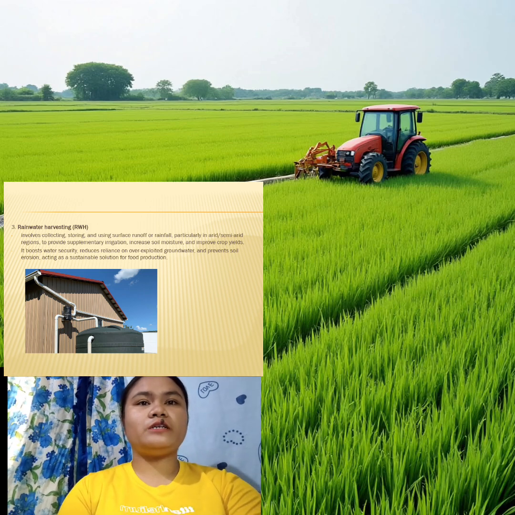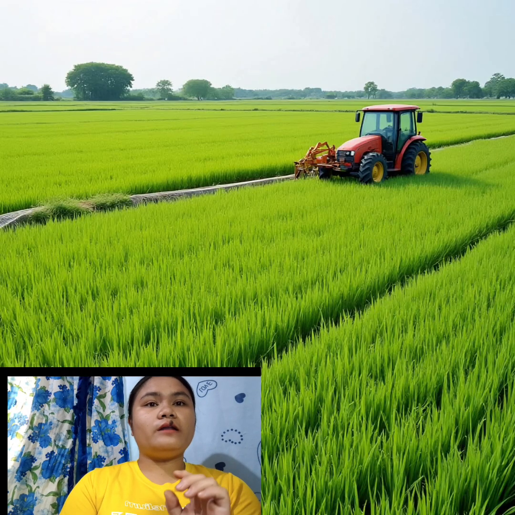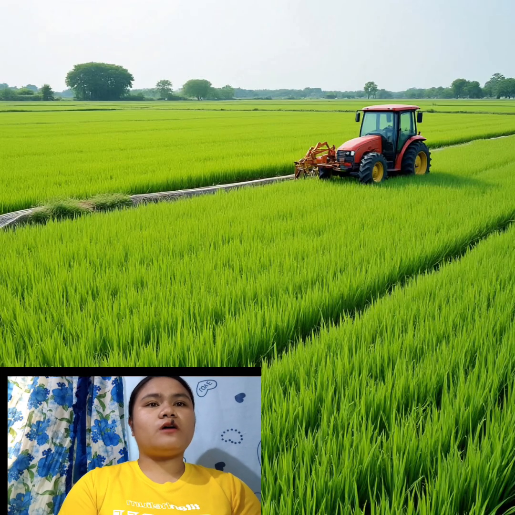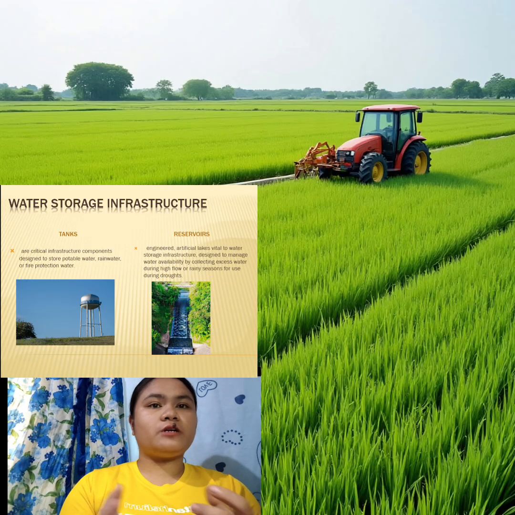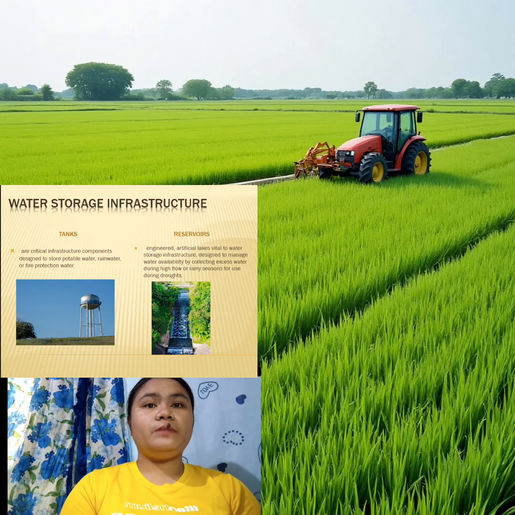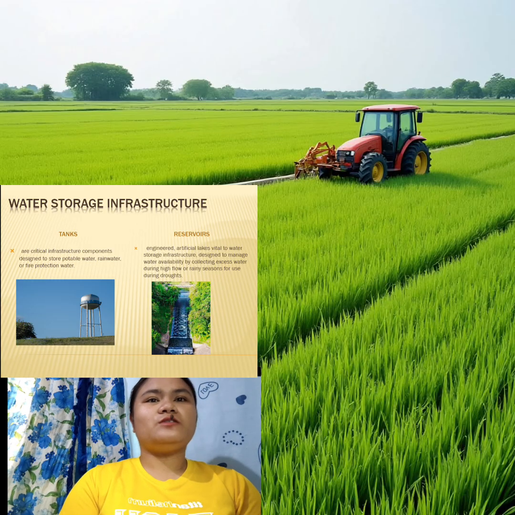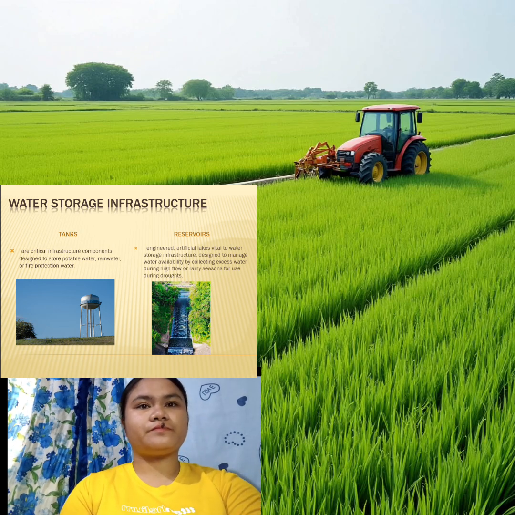Now, water storage infrastructure. Now that we know where the water comes from, we need to talk about how it is stored. Water storage infrastructure plays a critical role in agricultural water management because it ensures that water is available even when rainfall is irregular. There are four major types of water storage structures used in agriculture.